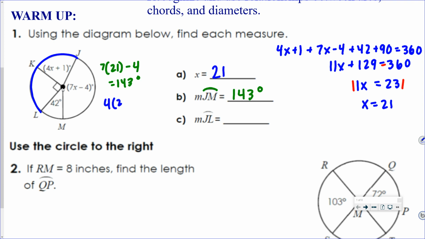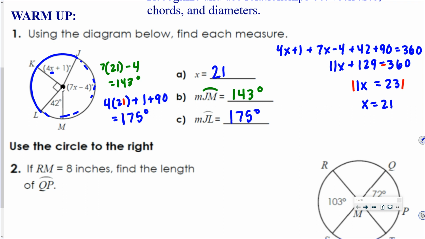So I plugged in 21 for x here, and then added 90 to that. So I think I got 175. If you interpret it as that other arc, this one, that would just be 185. Yeah, 185. So I would accept either answer. Okay.